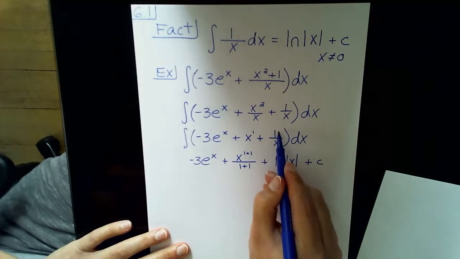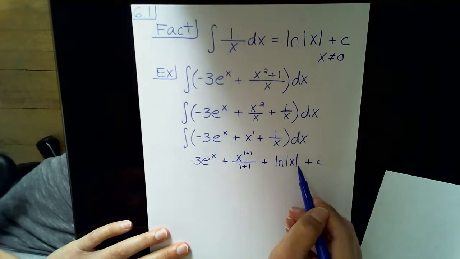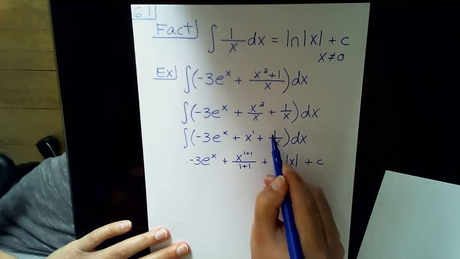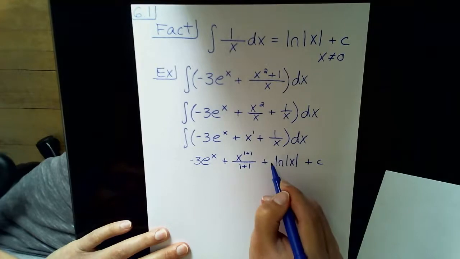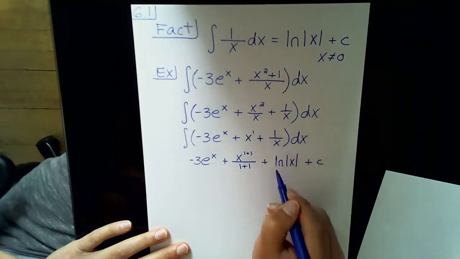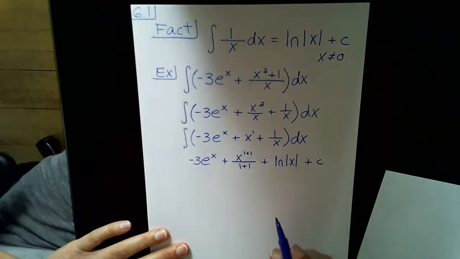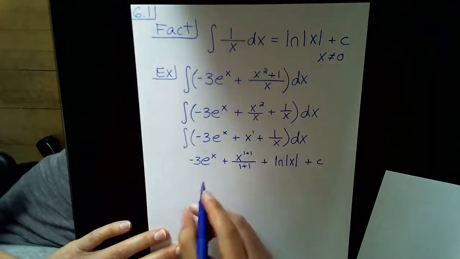Just a note, if this were the antiderivative of 5 over x, you would get 5 natural log absolute value of x. Minus 10 over x, minus 10 natural log absolute value of x. Whatever number is in the top, you just multiply it to your natural log, as long as it's a constant. And now we'll just go ahead and simplify this.